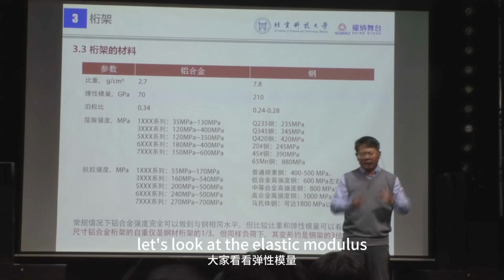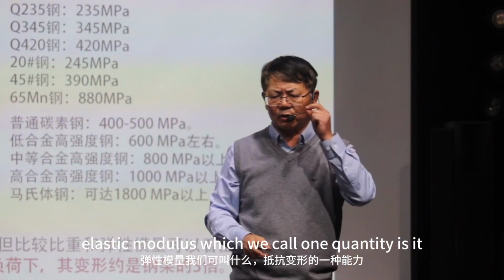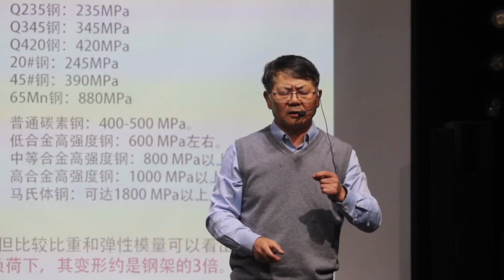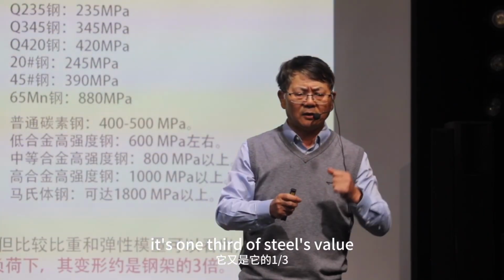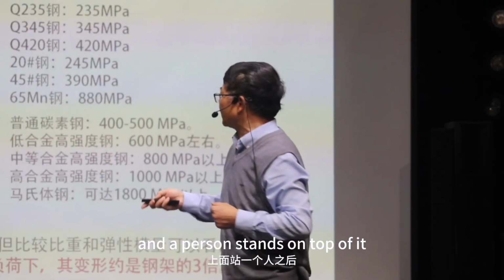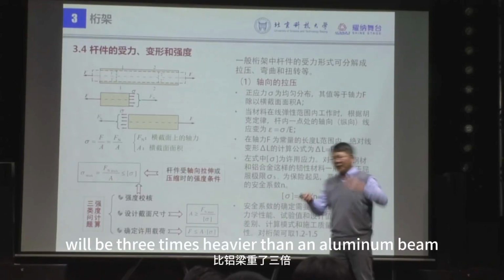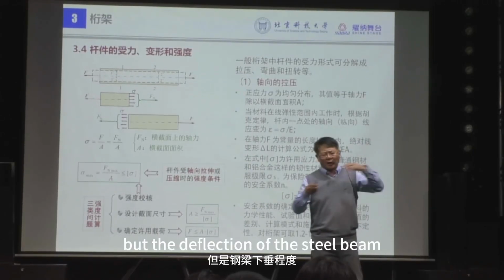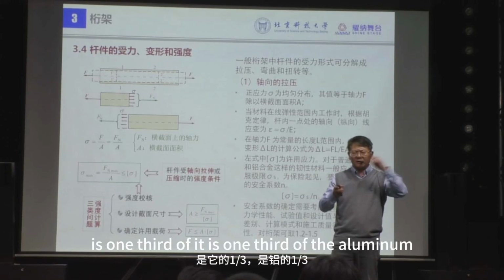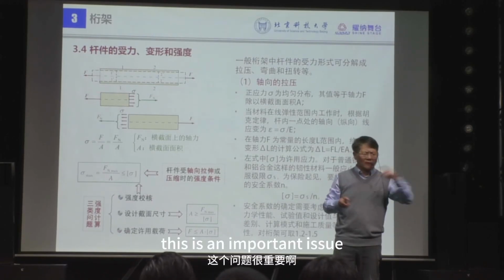Let's look at the elastic modulus. It's 210 for steel and 70 for aluminum, so aluminum is 3 times smaller. It's 1/3 of steel's value. What does that mean? If I take a beam like this and a person stands on top of it, a steel beam with the same cross-section will be 3 times heavier than an aluminum beam. But the deflection of the steel beam is 1/3 of the aluminum's. So the aluminum beam will deflect much more. This is an important issue.